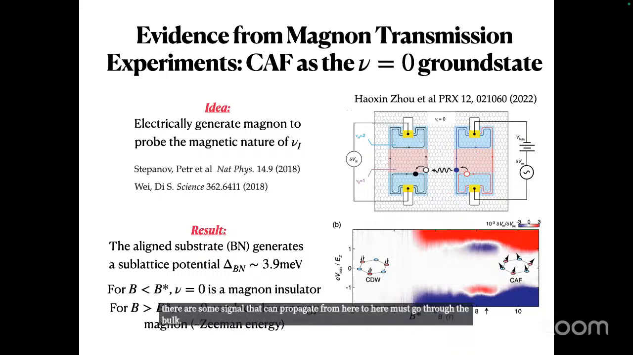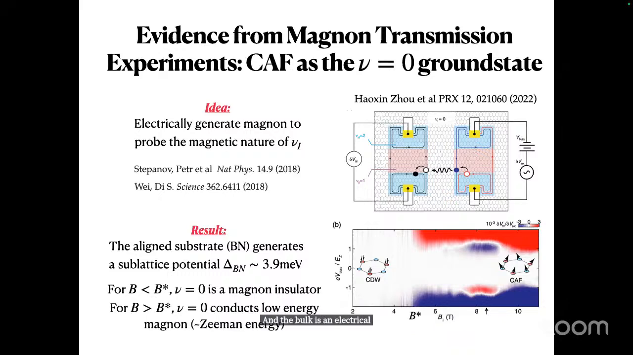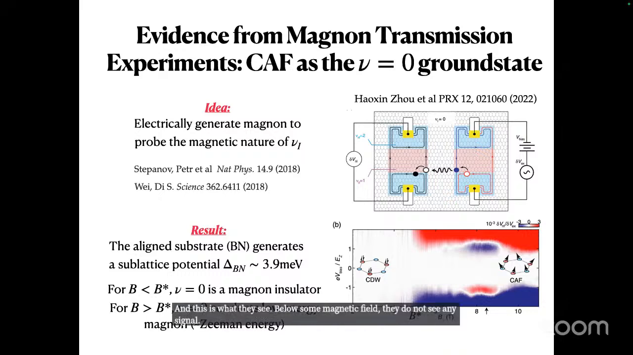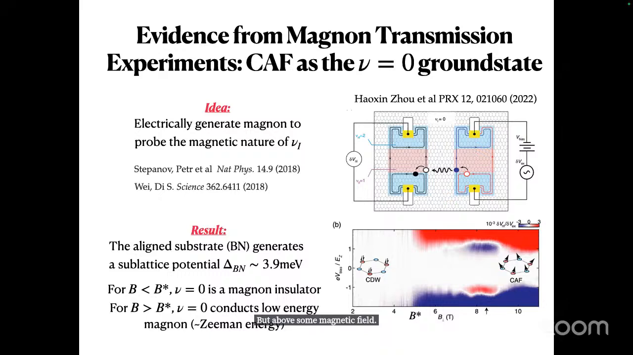And the bulk is an electrical insulator because it's nu equal to 0, but it could be a magnon conductor. So that was the idea. And this is what they see. Below some magnetic field, they do not see any signal, but above some magnetic field, they see some signal. And the most important thing is the signal lies exactly at 1 and minus 1, okay? 1 and minus 1 is normalized to the Zeeman energy. So this is a very, very strong indication.